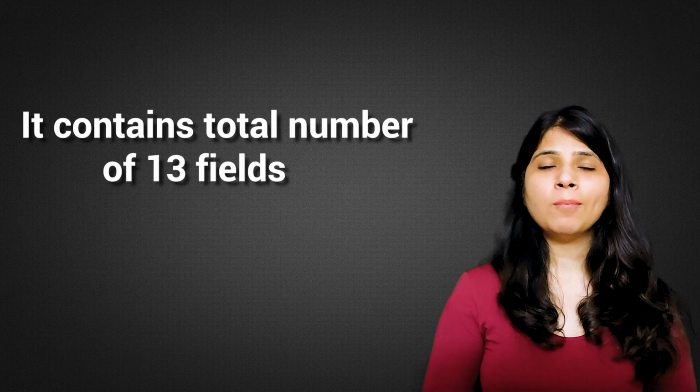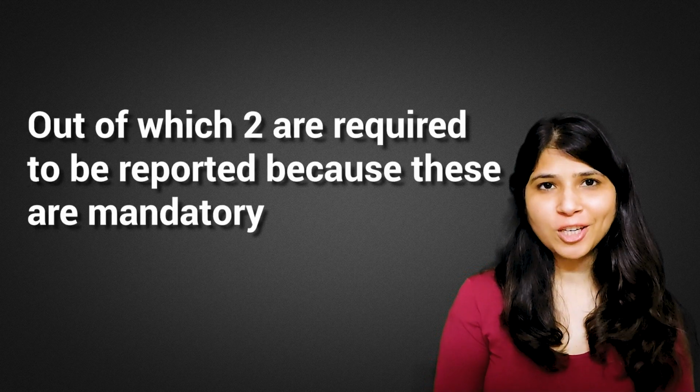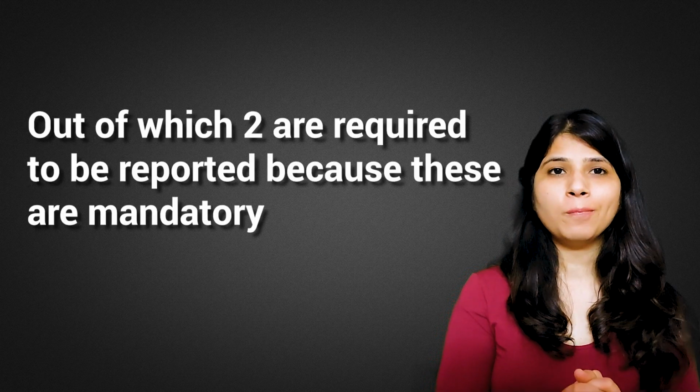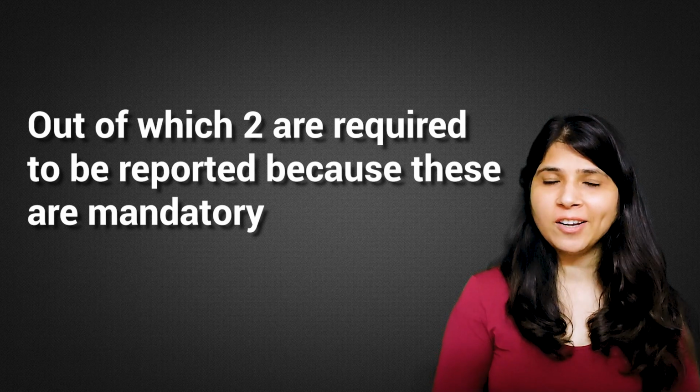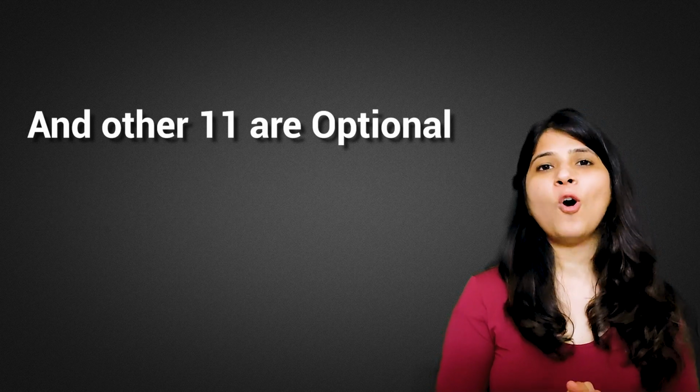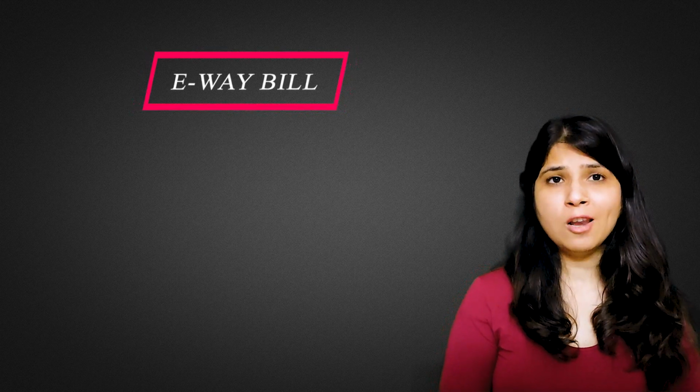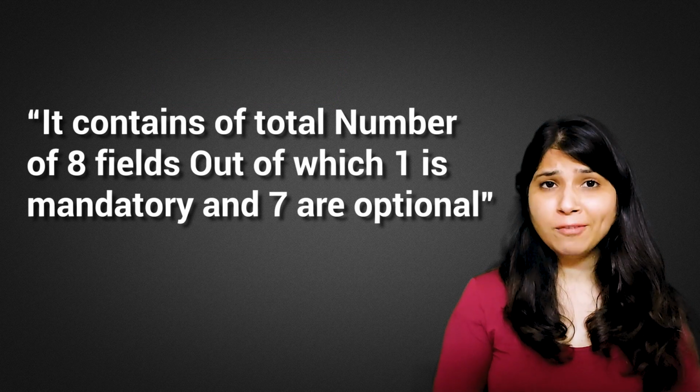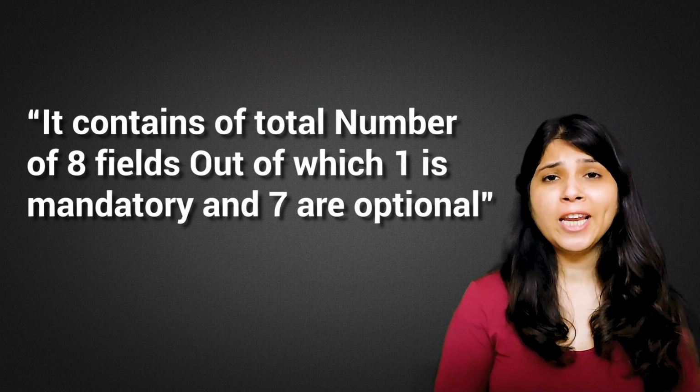The next section is document total. It contains a total of 13 fields, out of which 2 are required to be reported because they are mandatory, and the other 11 are optional. The next section is e-way bill. It contains a total of 8 fields, out of which 1 is mandatory and 7 are optional. The rest are extra information which are required to be reported, but they are optional for you, and you can leave them blank while preparing INV01.